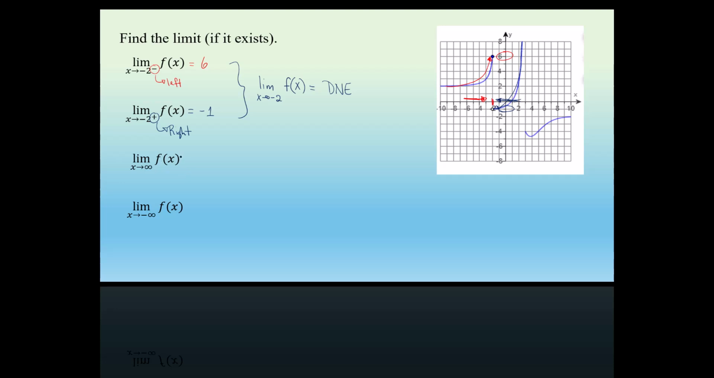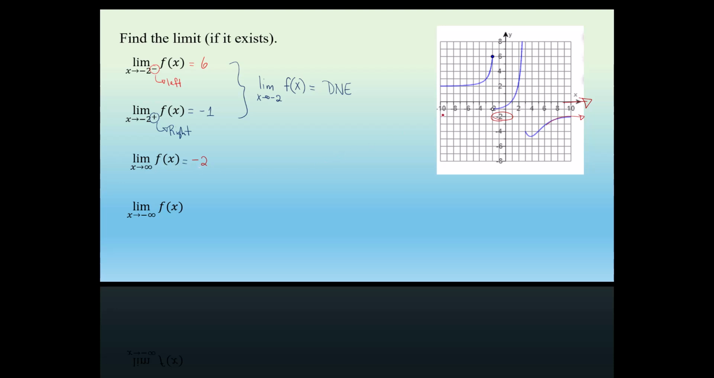All right, let's keep going. Let's try the limit as x is approaching infinity. So as x is approaching infinity, we're going this direction. So again, we're not going to be on the x-axis, but instead we're going to be on our actual function. And what do we notice? The function is going towards a horizontal asymptote, which is the y value -2. So the limit as x approaches infinity of f of x is -2.